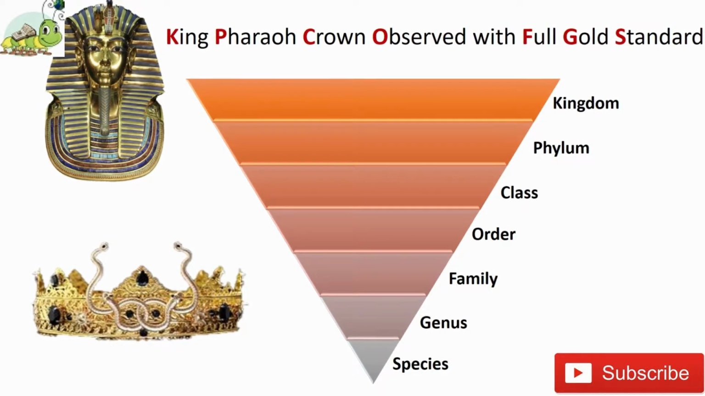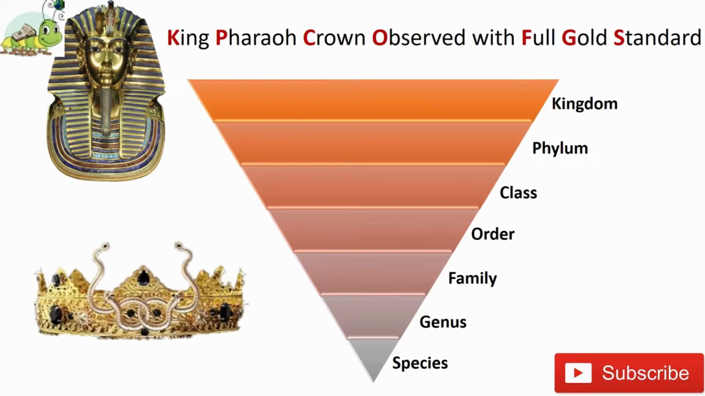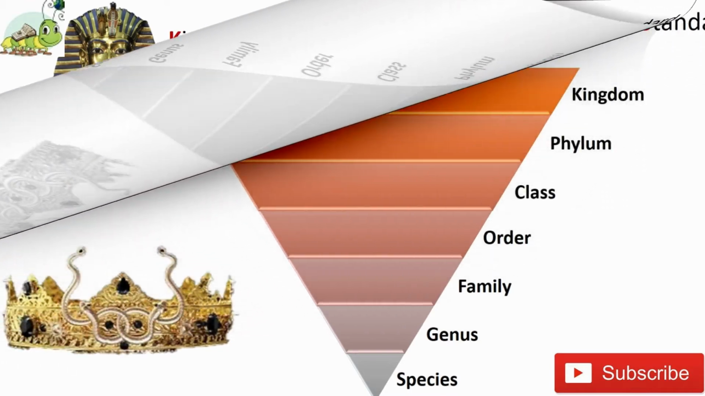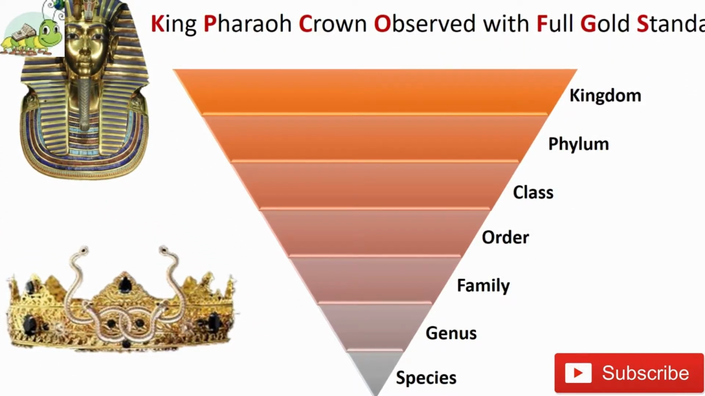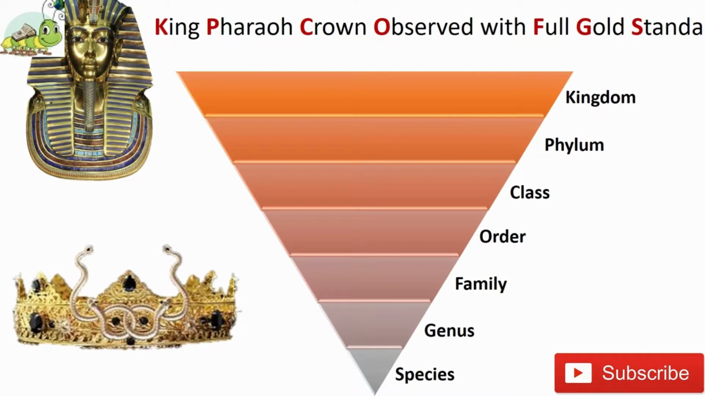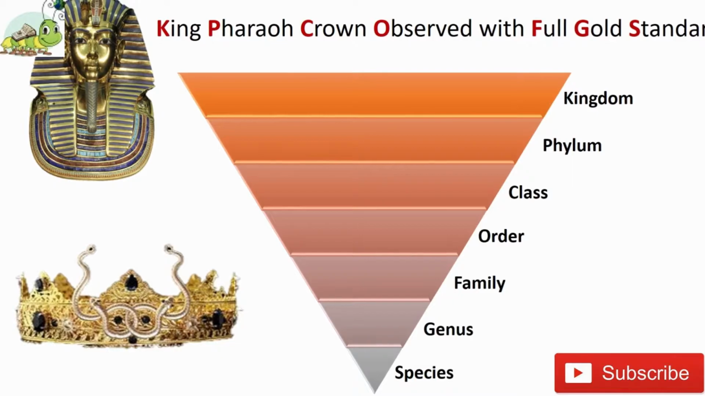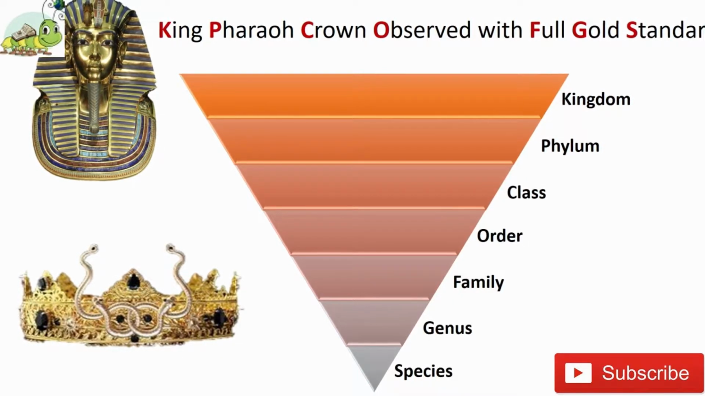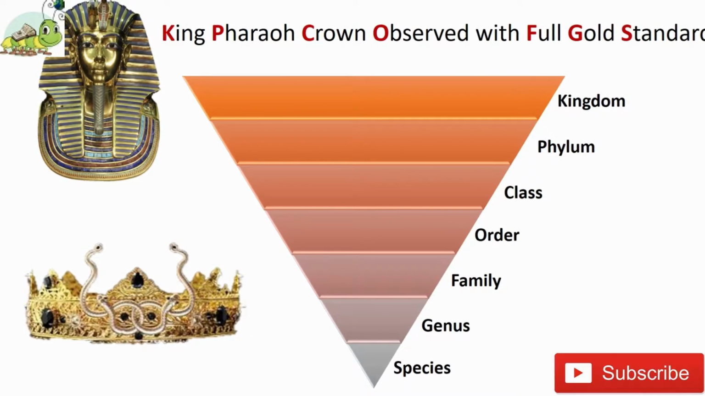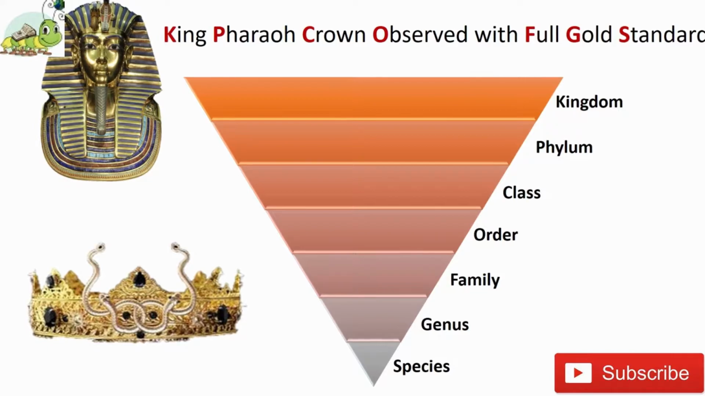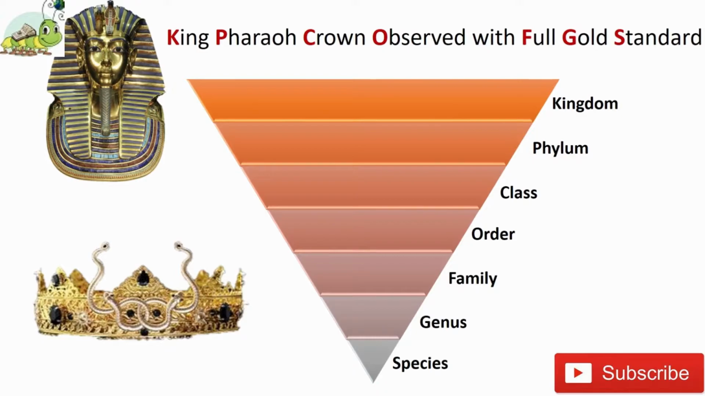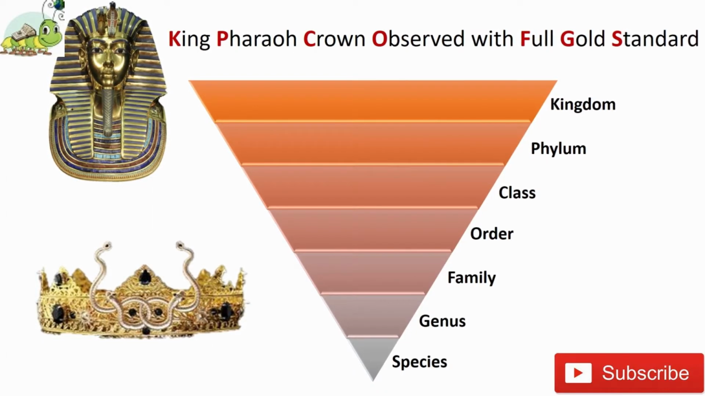The first letter of every word in this sentence denotes the taxonomy categories, except for "with". King means kingdom, Pharaoh the phylum, crown class, observed order, full family, gold genus, standard species. King Pharaoh crown observed with full gold standard: kingdom, phylum, class, order, family, genus, species.